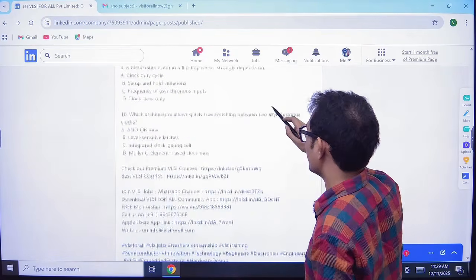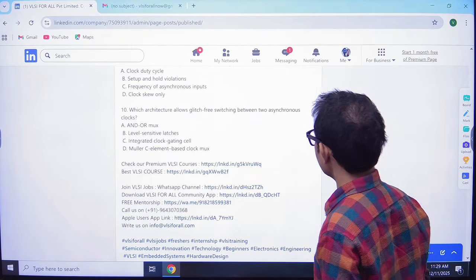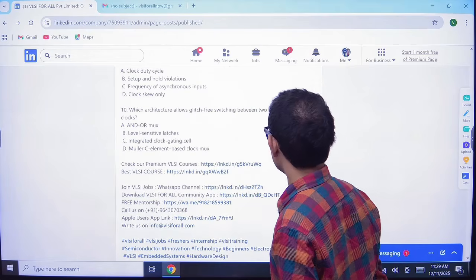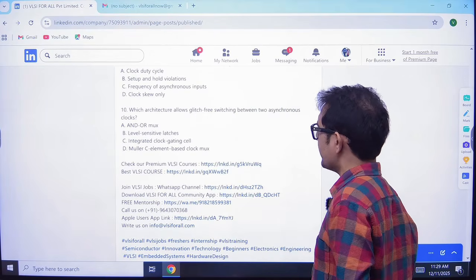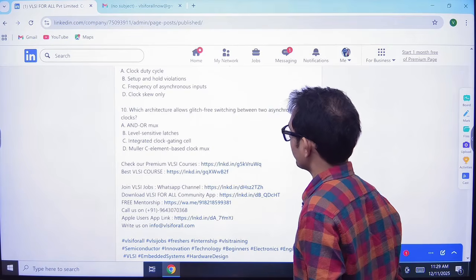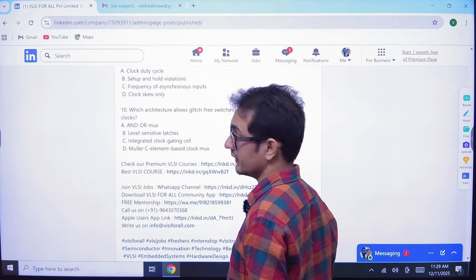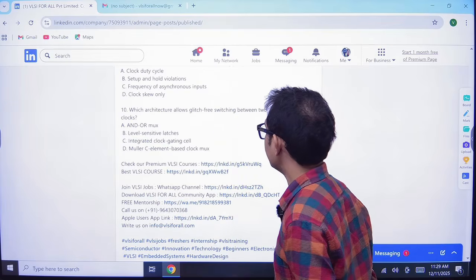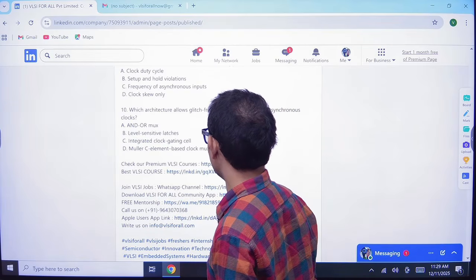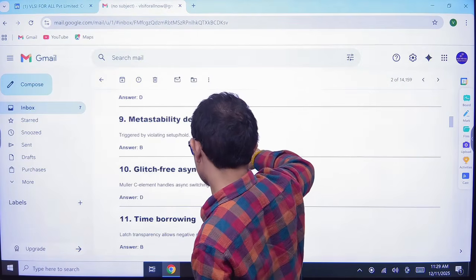Okay. Which architecture allows glitch-free switching between two asynchronous clocks? OR, AND, mux, or mux level-sensitive edge latches, integrated clock gating circuits, and the last one is mux. Okay, so the answer for this is D.